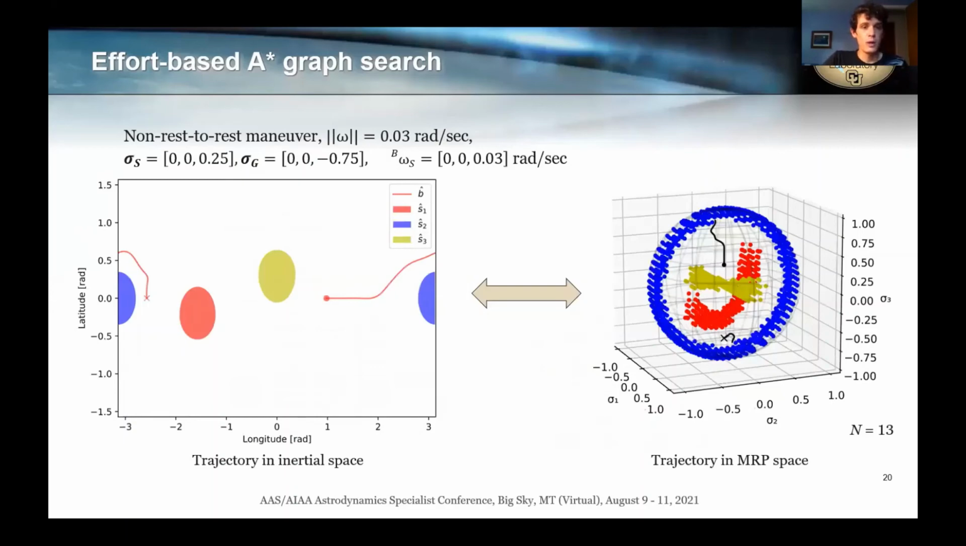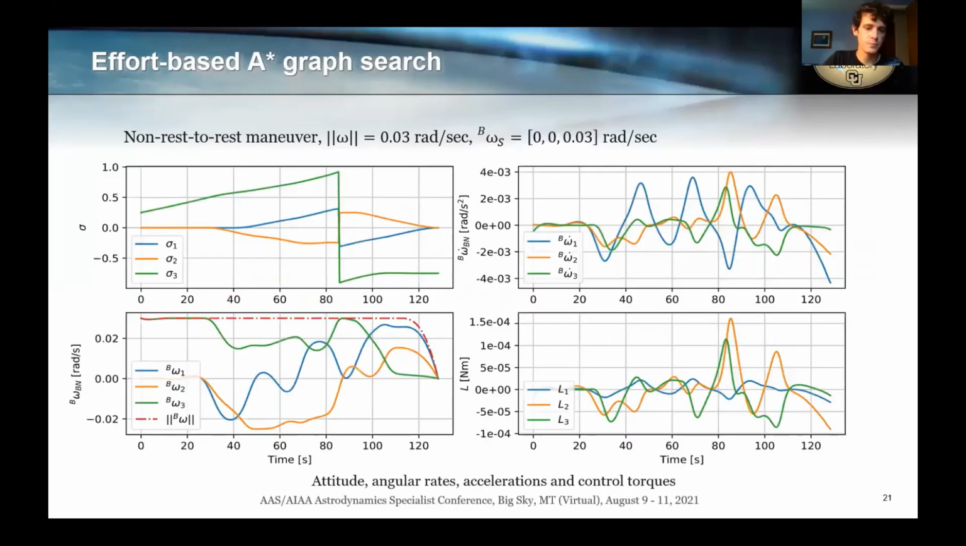Another interesting case is obtained when we try to perform a non-rest to rest maneuver. Specifically here, we have an initial angular rate of 0.03 radians per second along the Z body axis. And what the algorithm does in this case is that it tries to follow the initial angular rate of the spacecraft as long as it can. So we can see that it follows that direction until it needs to steer the spacecraft away to avoid the blue obstacle. And this is validated by looking at the plots. Specifically, the angular rates remain roughly constant for the first 20 seconds, and the required torque remains very close to zero, also for the first 20 seconds of the maneuver.